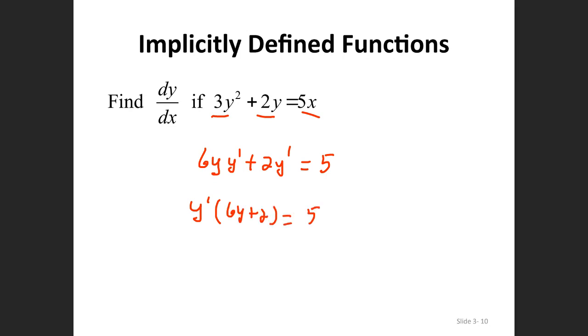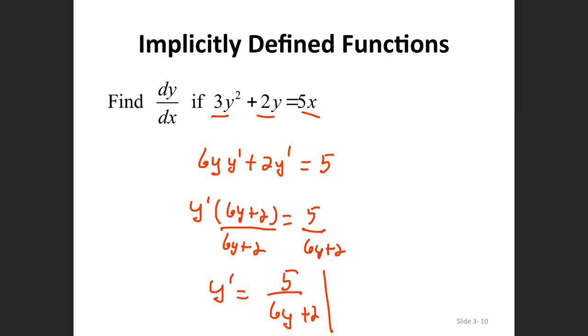Now I want to get y prime by itself, so I'm going to divide through by 6y plus 2 on both sides. So my derivative of this function is 5 over 6y plus 2. That is the derivative using implicit differentiation.